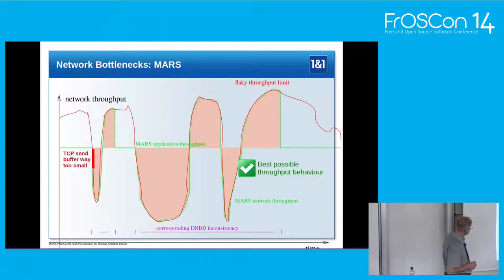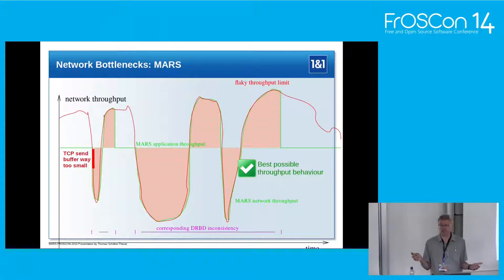So what MARS is doing, if you have more application throughput than network throughput, like in this area, it just buffers in the transaction log. And if you later have a better throughput, because a network bottleneck is gone, it will catch up. So that's the simple idea here. And here, just for demonstration, this would be the TCP send buffer size, which is a few megabytes at most. But in the slash mars file system where the transaction logs are residing, you have a few gigabytes or even a terabyte if you want to have.